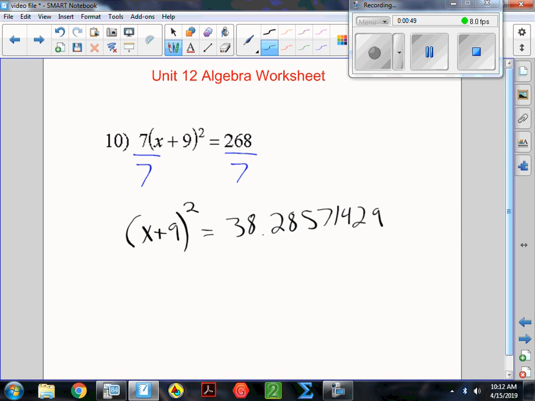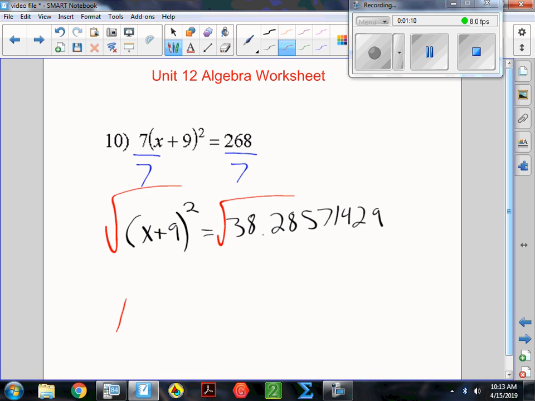I'm writing down all the decimals on my calculator screen because I want you to use that value in your calculator. If you round right now and write down 38.3, and then you use 38.3, your answer is going to be pretty far off from what we want it to be. So if you write down 38.3, that's fine to write down, but you need to use this value in your calculator. So I'm going to take the square root of both sides.